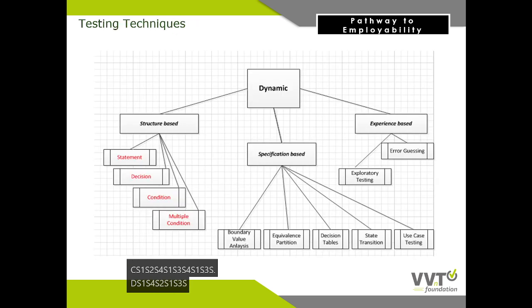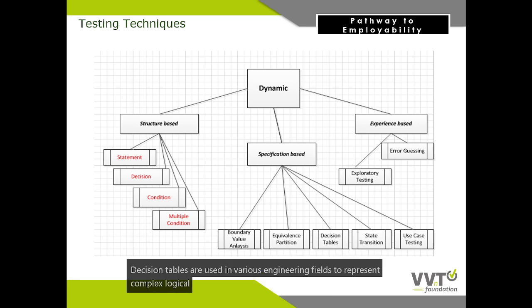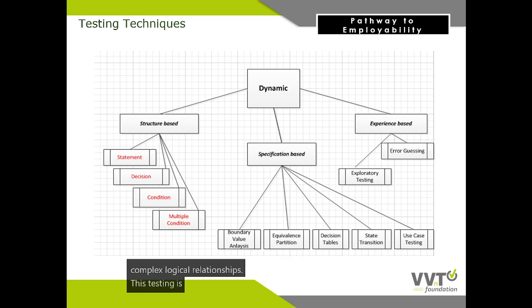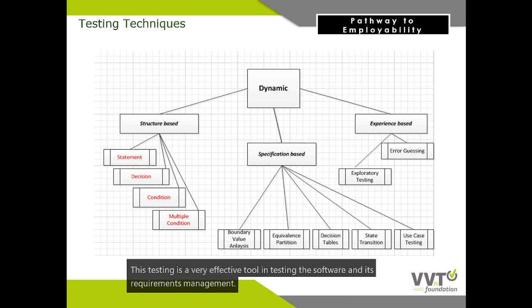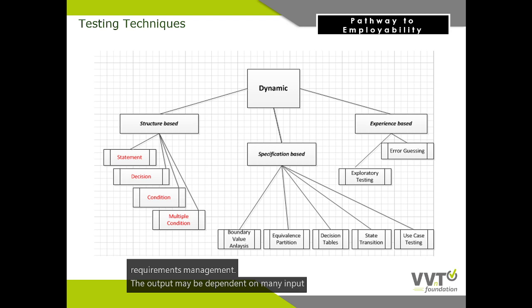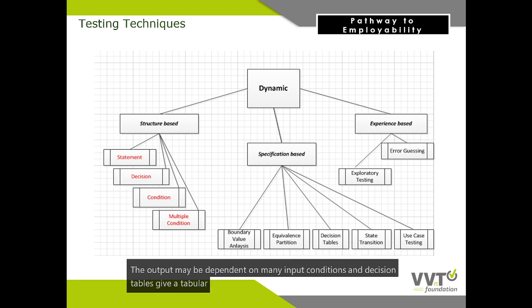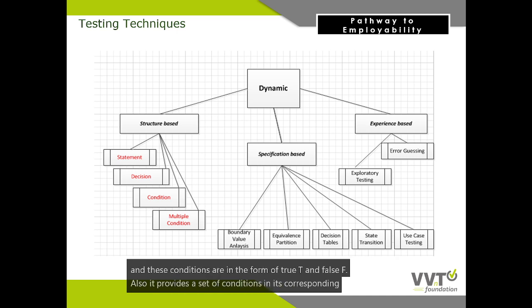Decision tables testing. Decision tables are used in various engineering fields to represent complex logical relationships. This testing is a very effective tool in testing the software and its requirements management. The output may be dependent on many input conditions, and decision tables give a tabular view of various combinations of input conditions, and these conditions are in the form of true, T, and false, F. Also, it provides a set of conditions and its corresponding actions required in the testing.